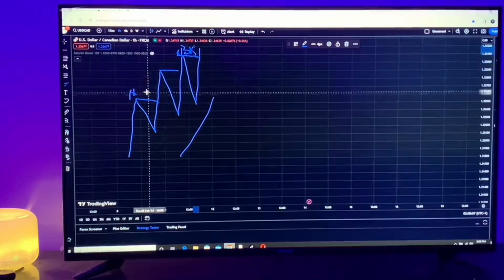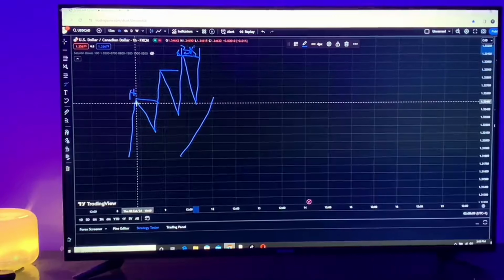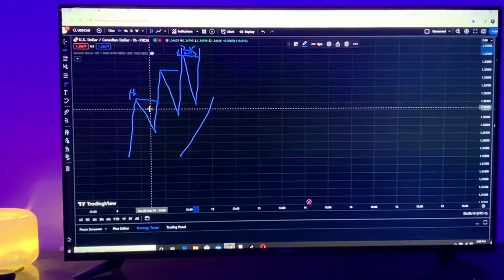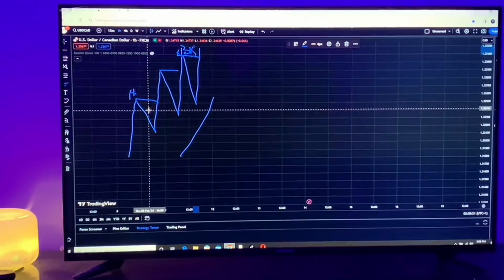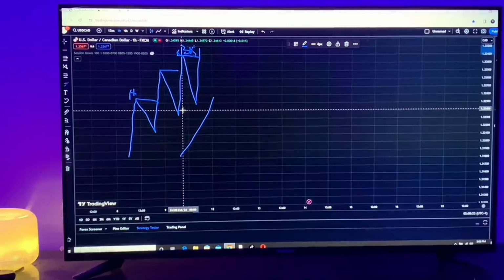So you can label it whichever one you want to label it. It depends on how you want to make it easy for yourself, or how you want to understand it. But what I'm saying is that it practically means the same thing. BMS, or break of structure, means the same thing.